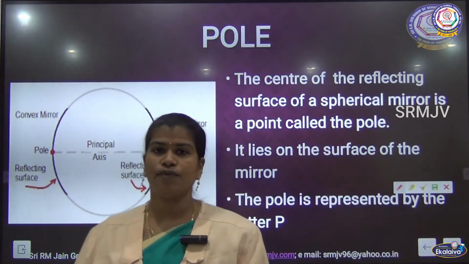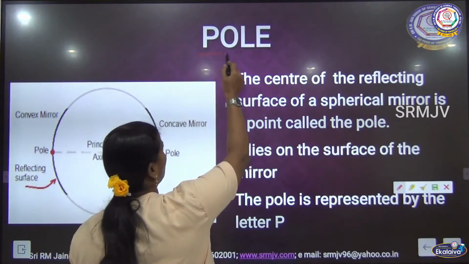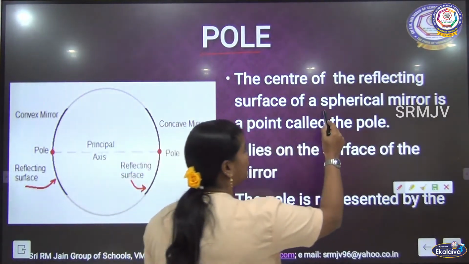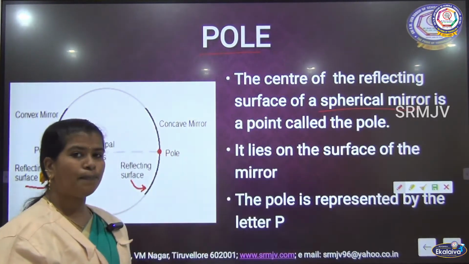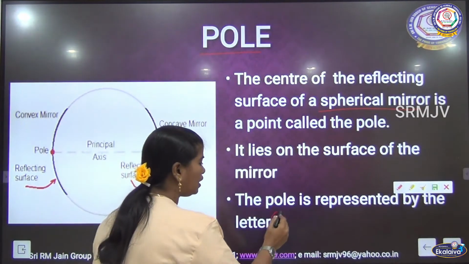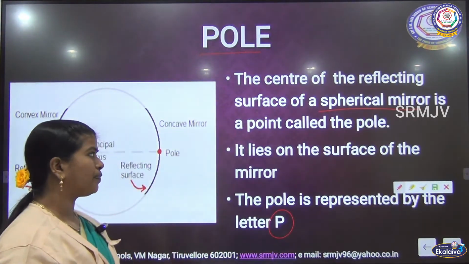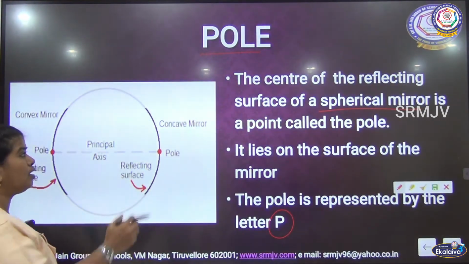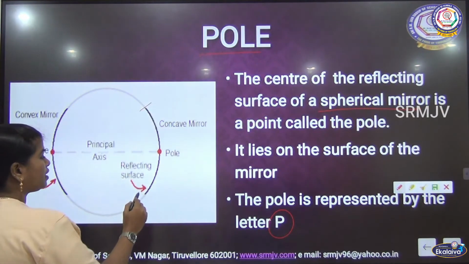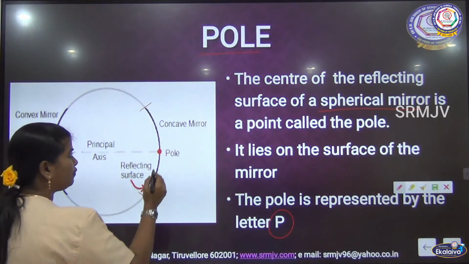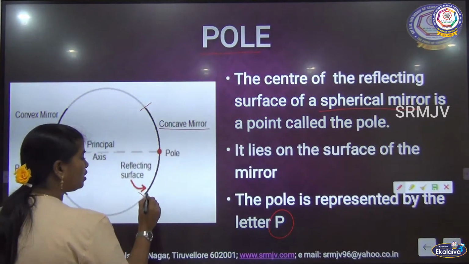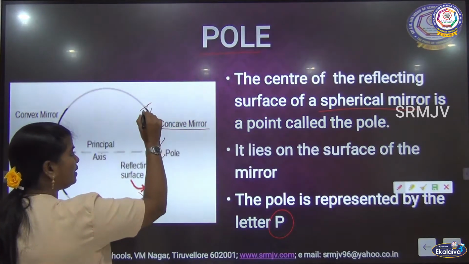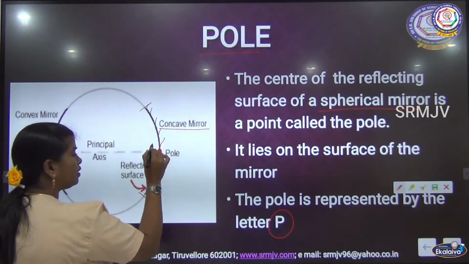The first optical term we are going to discuss today is the pole. The center of the reflecting surface of a spherical mirror is called the pole, and it is represented with the capital letter P, and it lies on the surface of the mirror. You can see the sphere over here, and in the sphere this part is the mirror. If you take this as a concave mirror, the outer part is the non-reflecting surface, and the center of this mirror is called the pole.